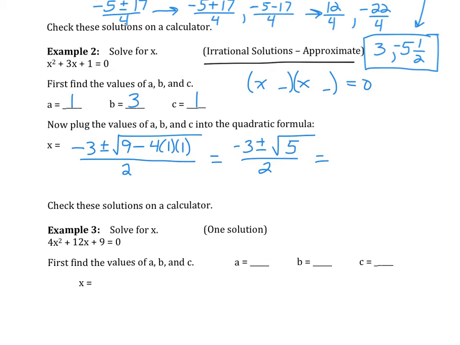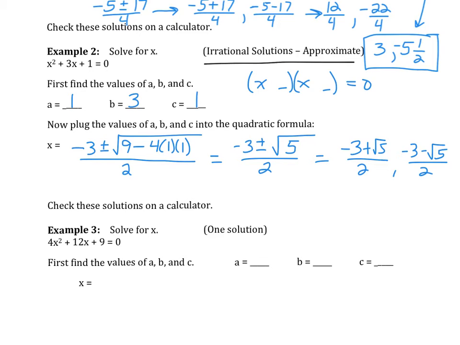I'm going to leave that square root of 5 for now, and I'm going to rewrite negative 3 plus the square root of 5 over 2, comma negative 3 minus the square root of 5 over 2. I haven't done any rounding up to this point.